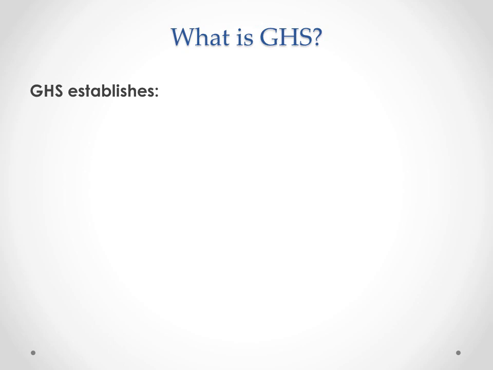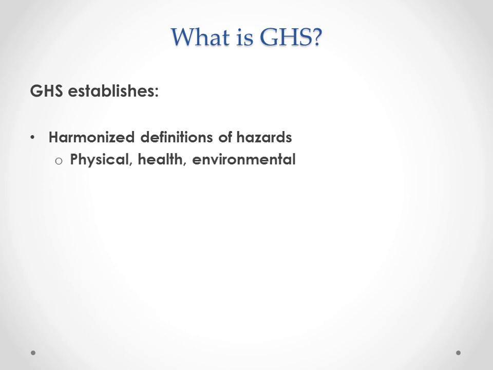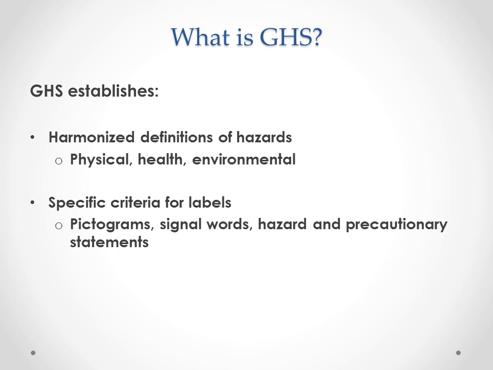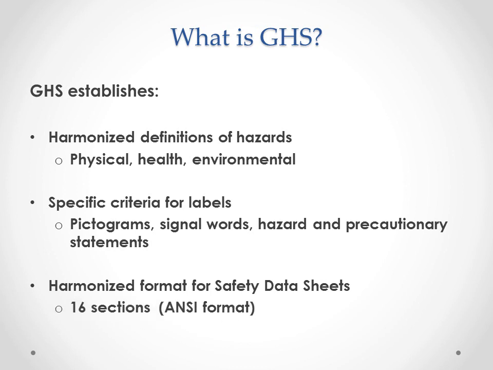What GHS does is it globally defines chemical hazards, specifically physical, health, and environmental hazards. It standardizes requirements for communicating hazards on chemical labels using pictograms, specific signal words, and well-defined precautionary statements. GHS also brings a standard format with enhanced requirements to safety data sheets. All new safety data sheets will now have 16 sections following the ANSI format. ANSI stands for the American National Standards Institute.